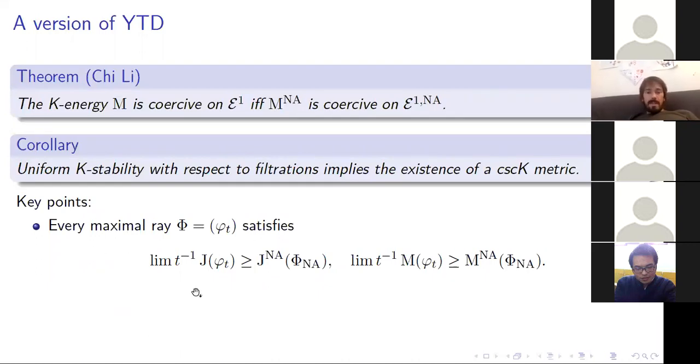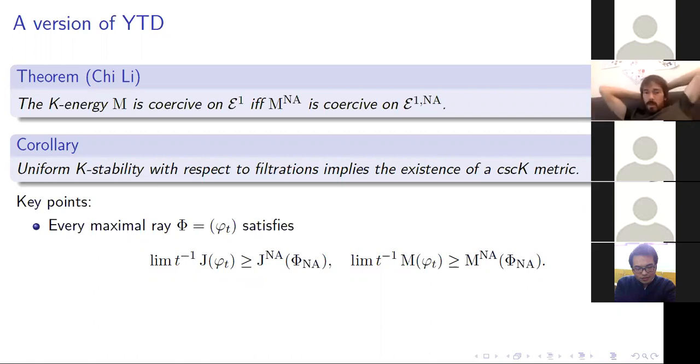On the one hand, the slope of the J functional, the energy, is equal, not just greater than or equal to, but really equal to J^NA of phi^NA. And that's, in fact, this inequality here. The inequality is true for any PSH ray, and equality is a characterization of maximal rays. So the slope is really computed by the non-Archimedean, or algebro-geometric, counterpart of the ray.